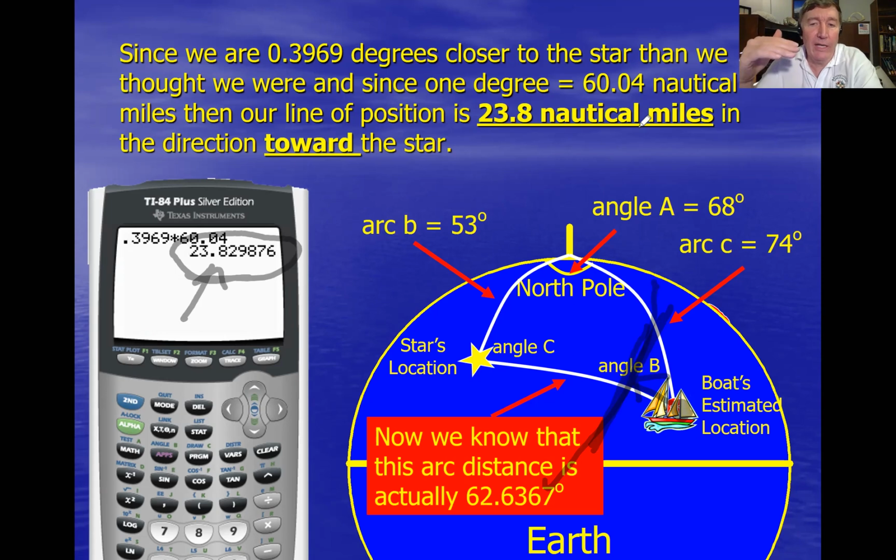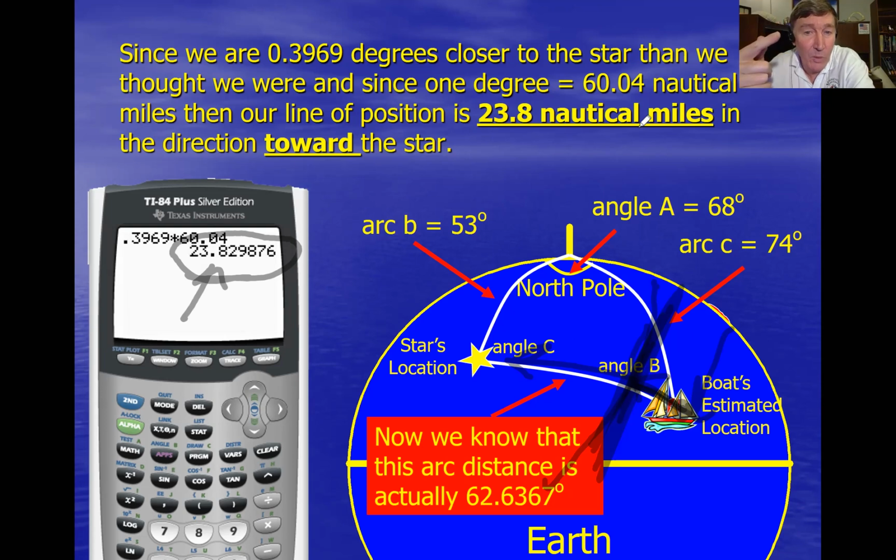Okay. So if we had a nautical chart for the waters where we were sailing, we could just draw this on the nautical chart. We could plot our position, and then figure out where the star is, which, by the way, I haven't yet told you how we know. But if we knew where the star was, we draw our position, figure out what direction to go to get to the star, and then draw a line that's 23.8 nautical miles in that direction, and there's our LOP. But we have two problems that we haven't talked about yet.